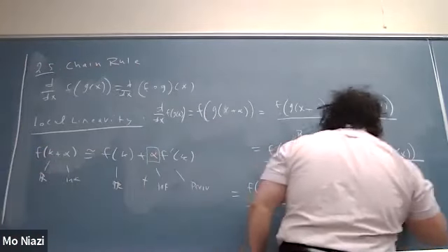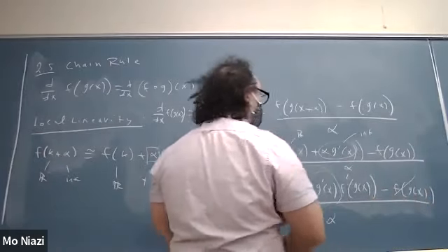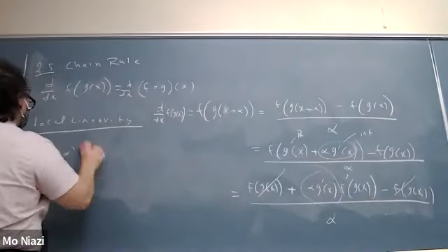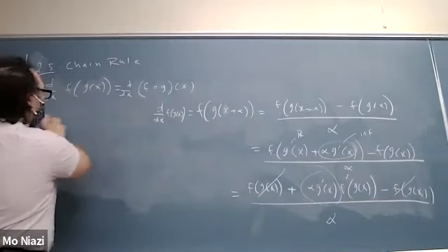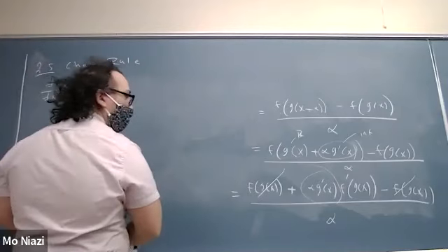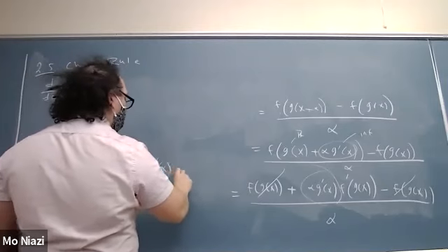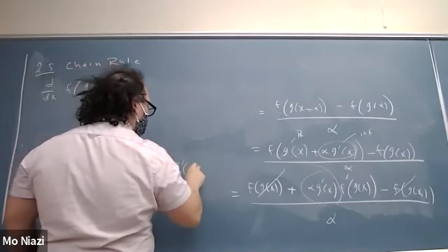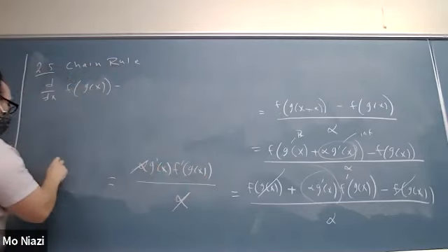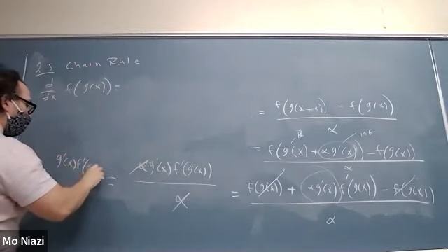Recall everything is divided by alpha. So then this cancels and this cancels. All that we're left with here is alpha g prime of x, f prime of g of x, divided by alpha. So the alphas cancel, and we get g prime of x times f prime of g of x.